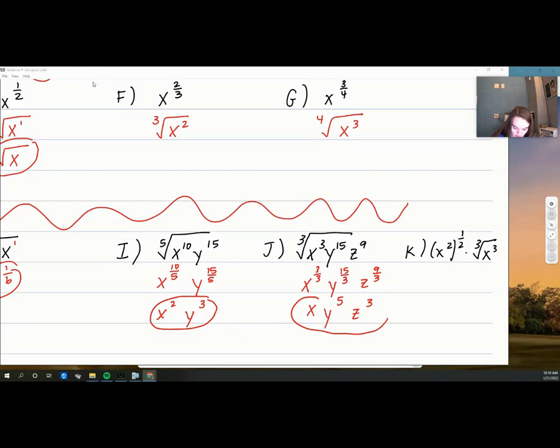Last one on this set, letter K. X to the first, 2 times 1/2 is 1, times x to the 3 over 3. That becomes x to the first times x to the first, which simplifies one more time to x squared.